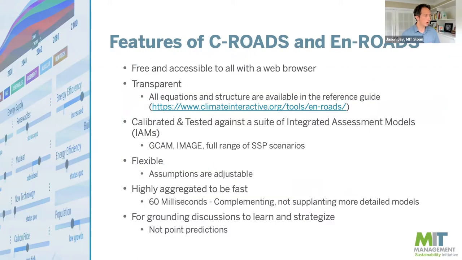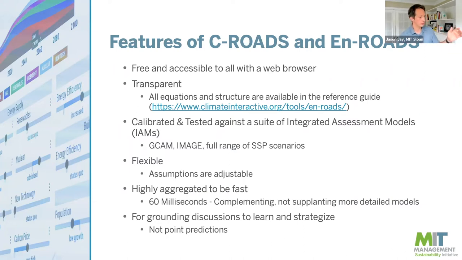And the models are free and accessible to everyone with a web browser. They're transparent and open source in a sense. All of the equations are visible, all the assumptions are visible, and you can change the assumptions yourself as a user. They're calibrated to behave the same as the big supercomputer models, the integrated assessment models, against a full range of scenarios. But it's highly aggregated, so it runs fast, instantaneously in a browser.